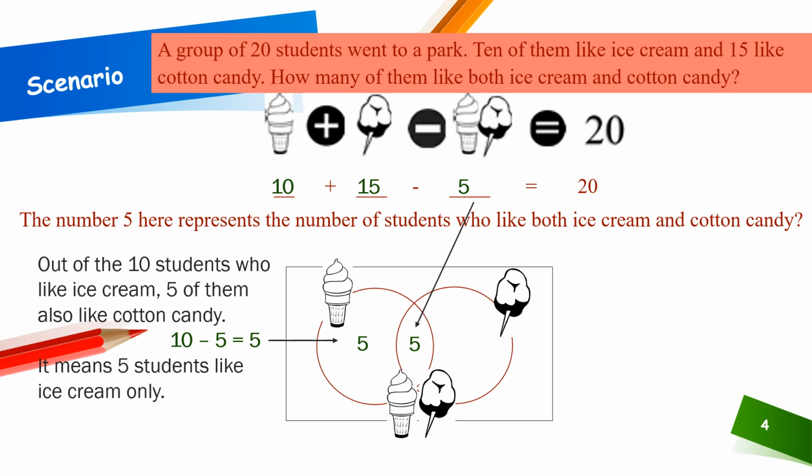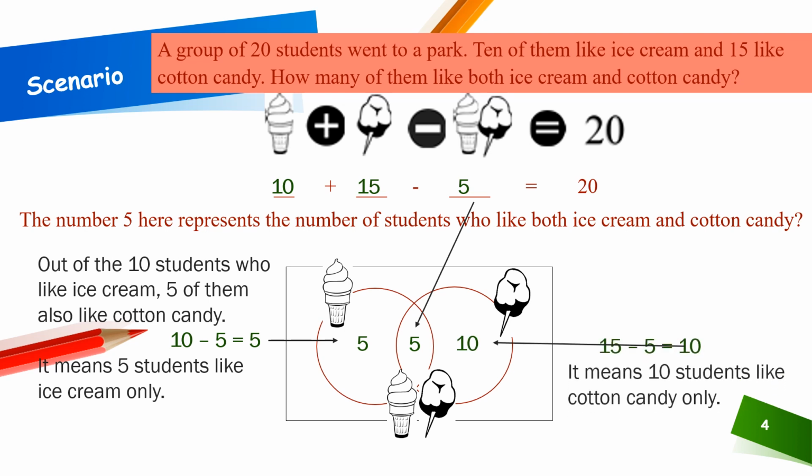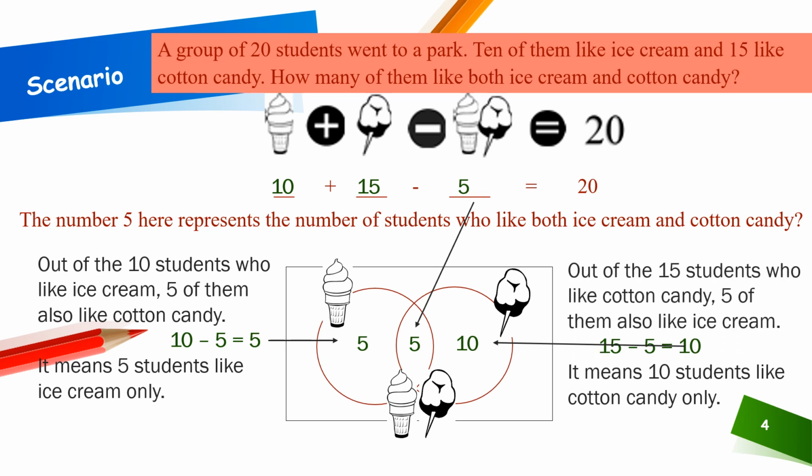Ilang student na lang ang kulang sa set C? Tama, 10 students. These 10 students like cotton candy only. That means out of the 15 students who like cotton candy, 5 of them also like ice cream. Let's set the numbers inside the Venn diagram. 5 plus 5 plus 10 is equal to 20. Equal na sa 20 ang student na nasa park. Tandaan, ang mga numbers na nakalagay sa Venn diagram ay hindi elements, kundi cardinality o bilang ng elements.